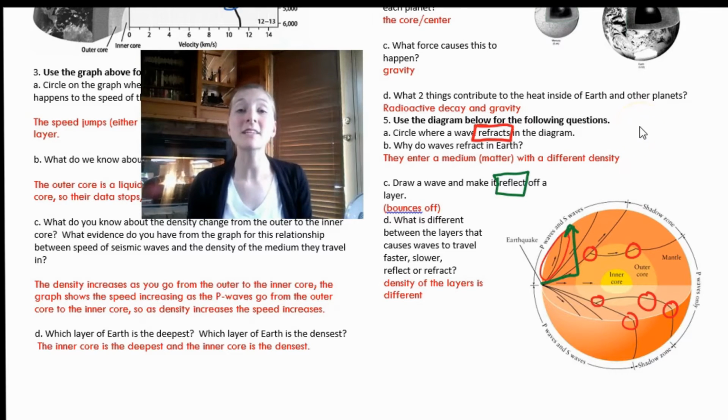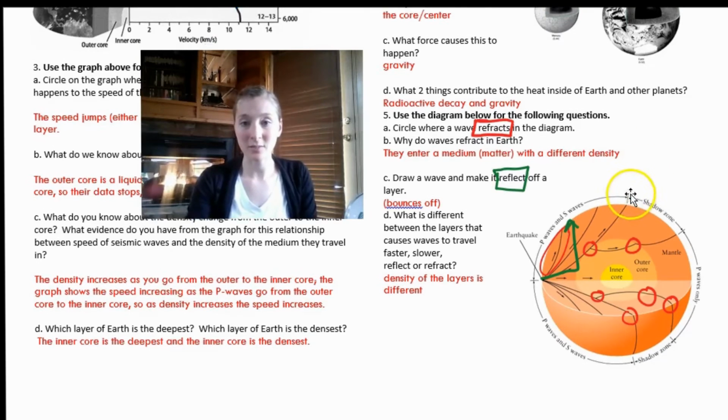letter D. So what are the two things that contributed to the heat inside of Earth and other planets? Well, we kind of already talked about this in an earlier question, but it's radioactive decay and gravity. That's where the heat was created for the inside of the Earth. And it's kind of like this big furnace happening. And there's just a lot of heat present from the friction left over, but there's also that radioactive decay, which is still contributing to the heat.